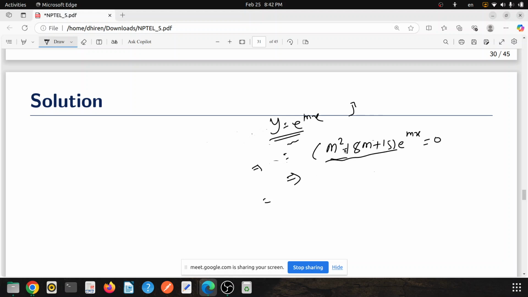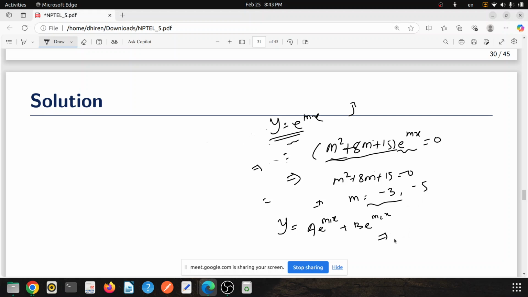So here, if you solve this equation, since e power mx is not equal to 0, that means m square plus 8m plus 15 is equal to 0, and you will get m equal to minus 3 and minus 5. So here you got two distinct roots. If there are two distinct roots, the solution will be y equal to a e power m1x plus b e power m2x. Here m1 is minus 3 and m2 is minus 5, or you can take it the other way around. So y equal to a e power minus 3x plus b e power minus 5x.